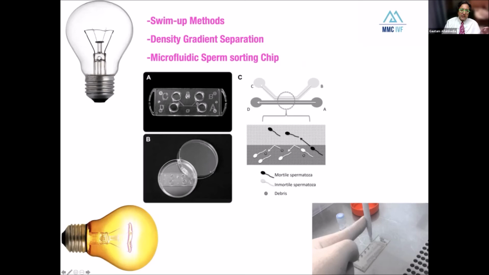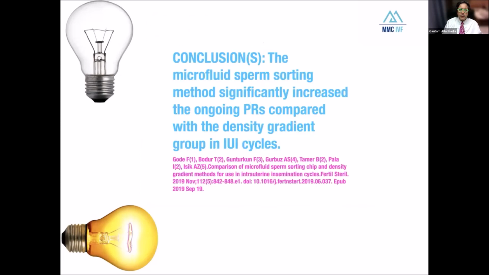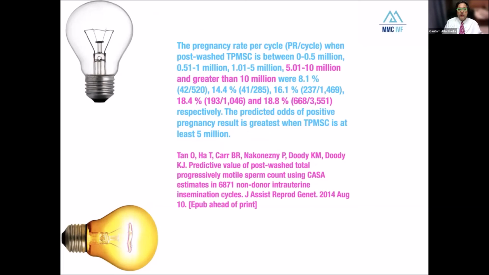The pictures on your slide, A, B, C and D, are the microfluidic sperm sorting chips. And this is in our lab, the sperm sorting chip being preloaded with culture media and then loaded with sperms. You put the sperms at one end of the chip and the motile sperms can be collected from the other end. Today, the microfluidic sperm sorting method significantly increases the ongoing pregnancy rates as compared with the older methods that we used to do.